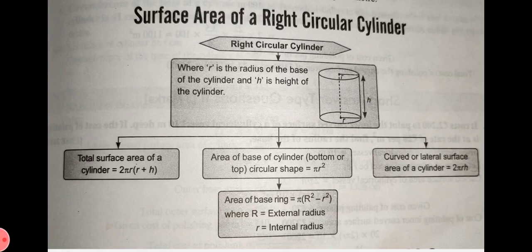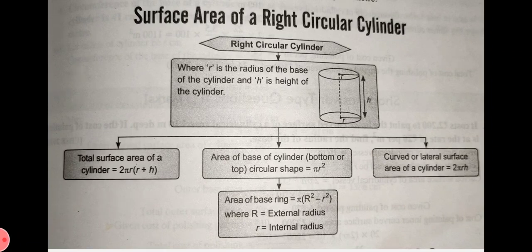From that, if inner and outer two cylinders are given in this way, some rings are there inside, like what we are using in our water pipe or gas pipe. These all have two different radii. The inner radius is different and the outer radius is different. So for such cylindrical shapes, the area of base ring is equal to π(R² − r²), where capital R is the external radius and small r is the internal radius.